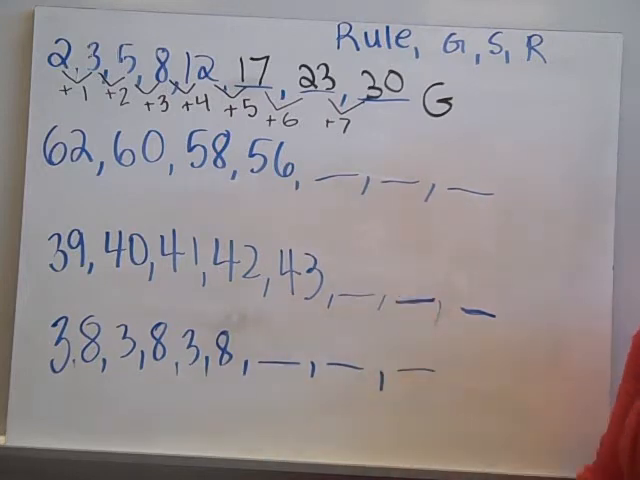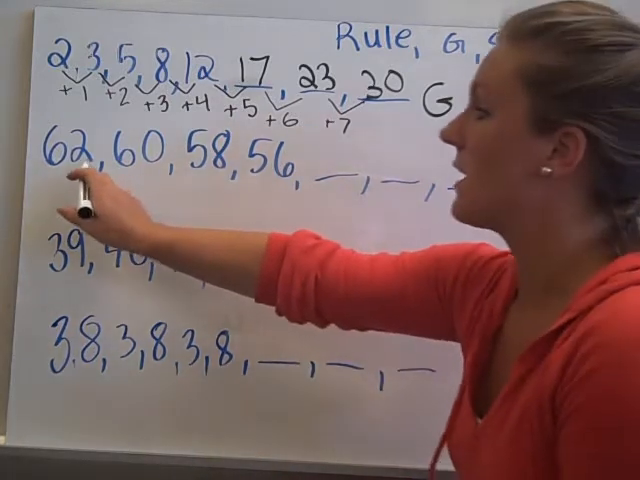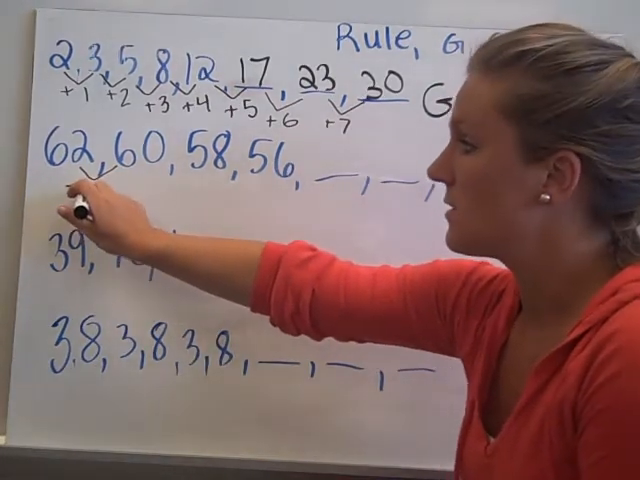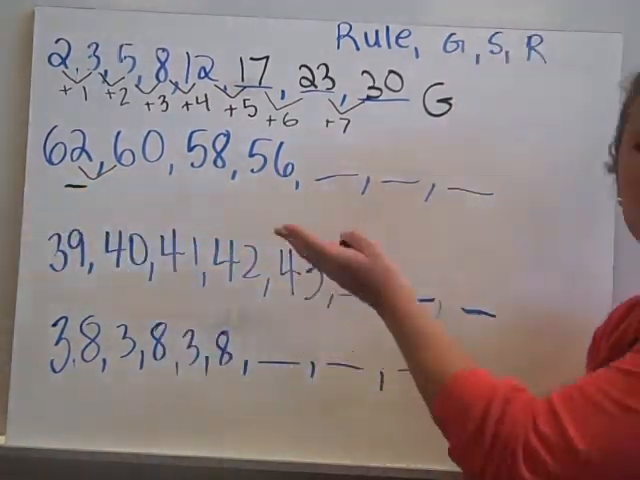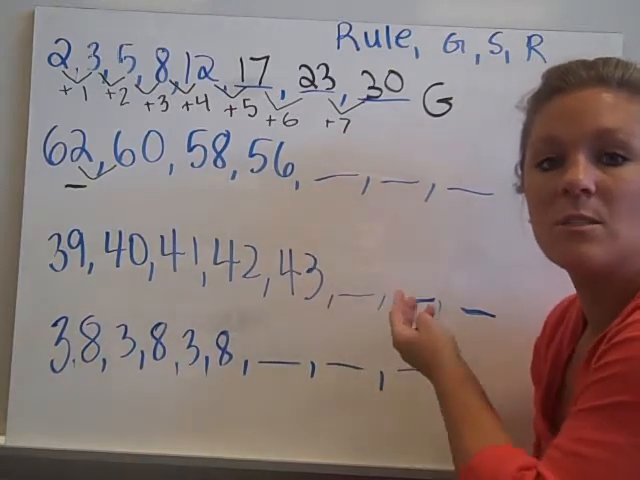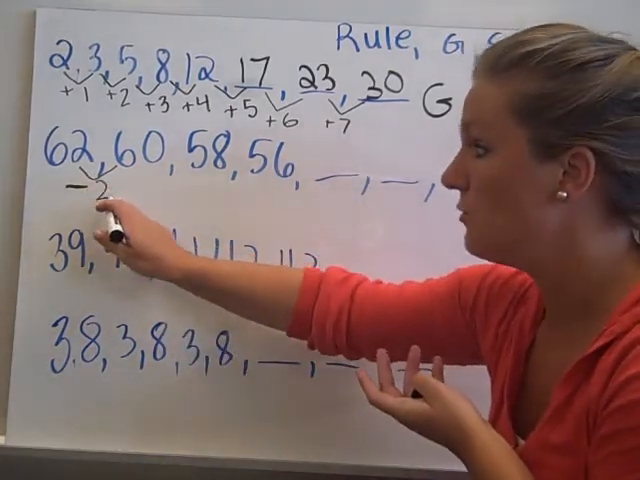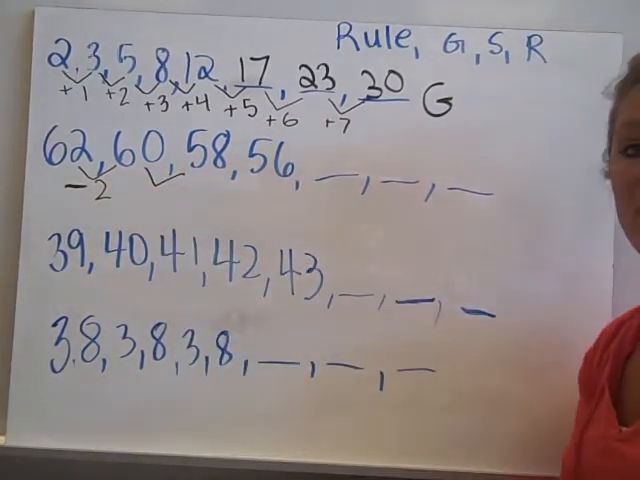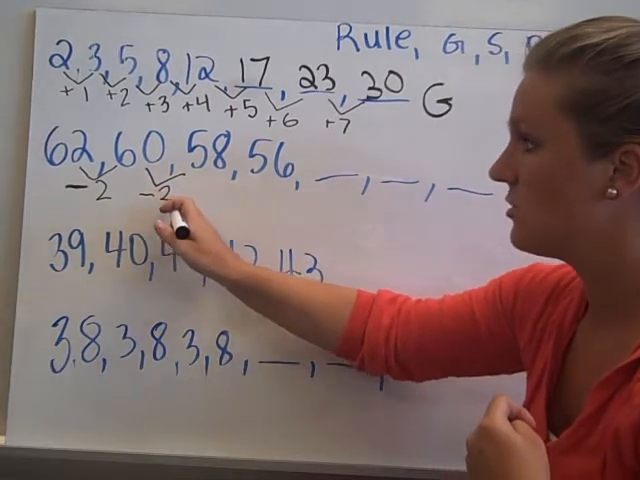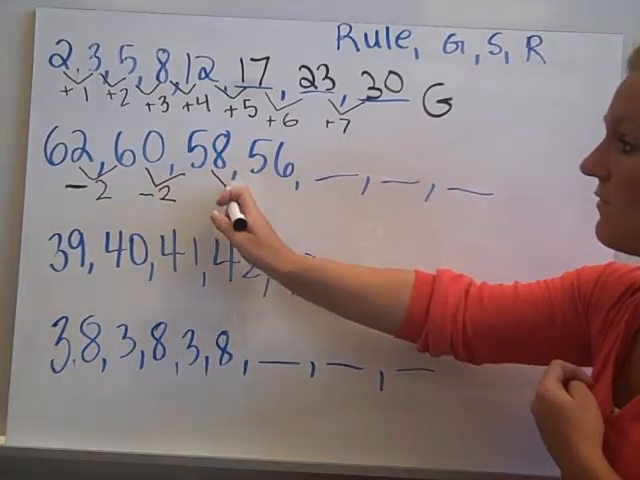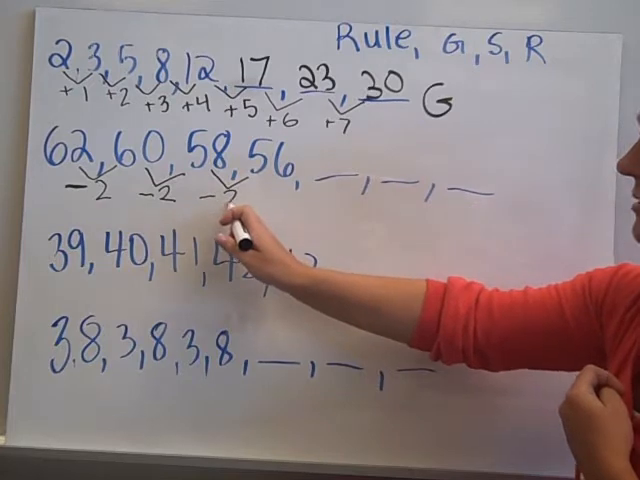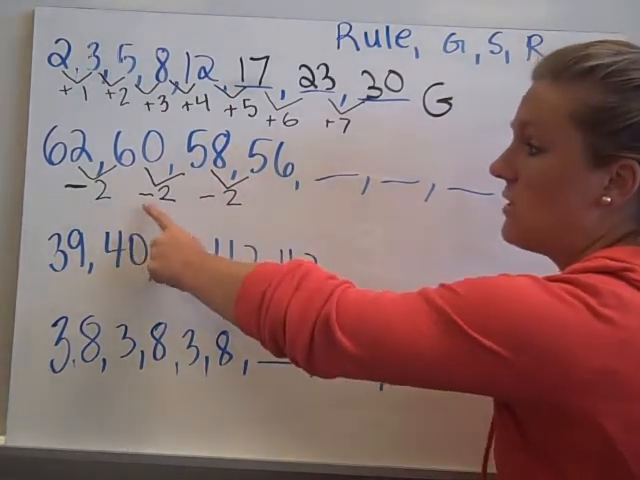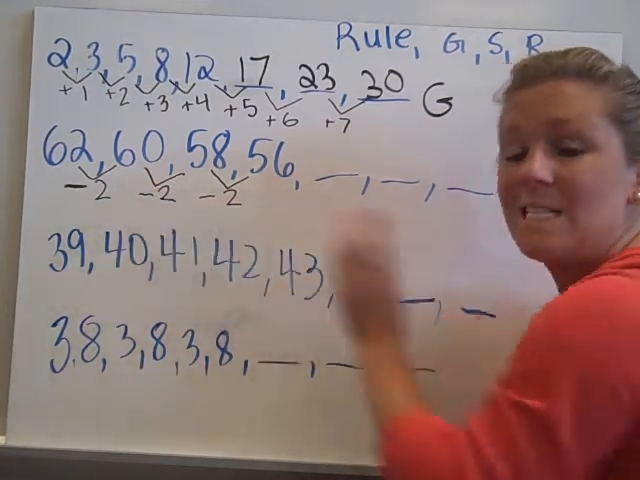Okay, I'm going to do another example. Start here, the first two numbers with a caret. Now I'm decreasing, so I'm going to do a minus sign. But to go from 62 to 60, I need to subtract 2. To get from 60 to 58, I need to subtract 2. And to get from 58 to 56, I need to subtract 2. Notice that even after these two were the same, I did not stop.